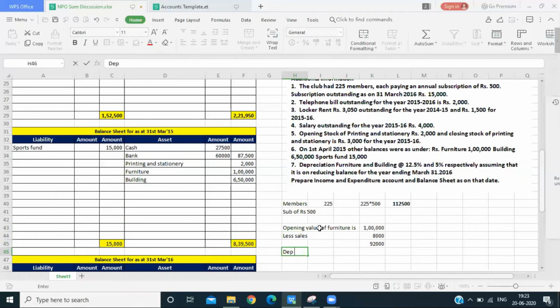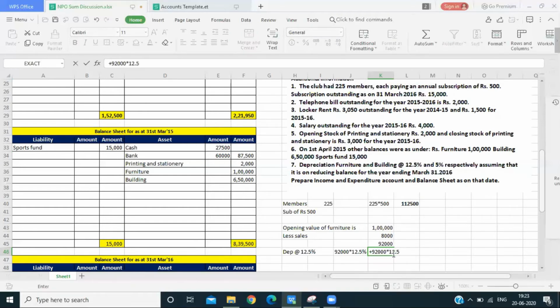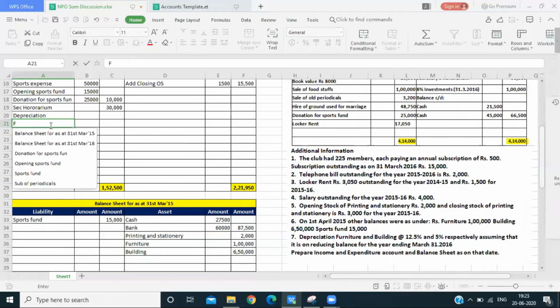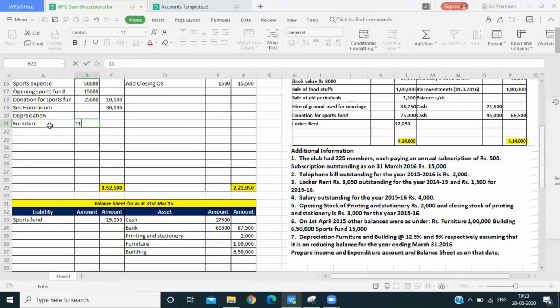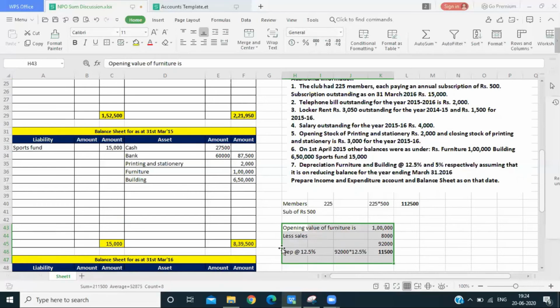Now we have to calculate depreciation at 12.5 percentage on 92,000. So 92,000 into 12.5 percentage will be 11,500. So the depreciation for furniture is 11,500. For calculation, you can refer this working notes.